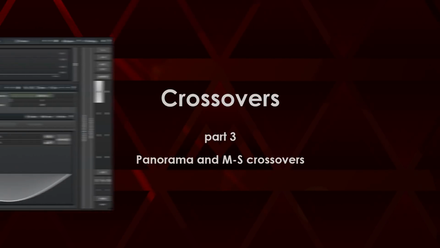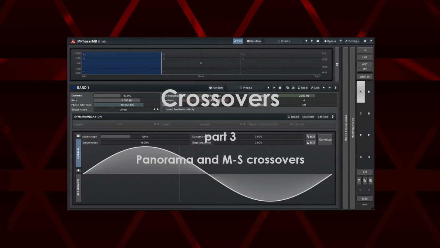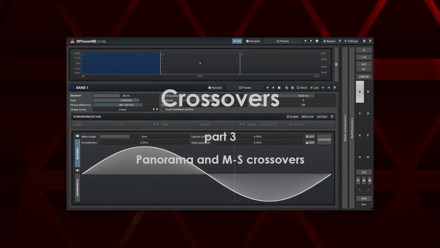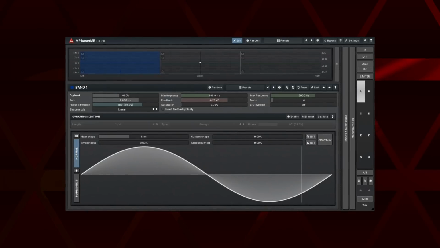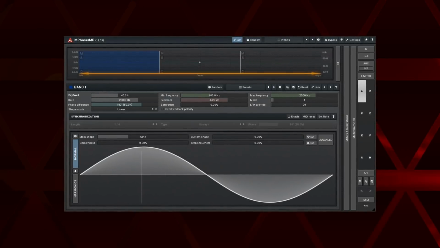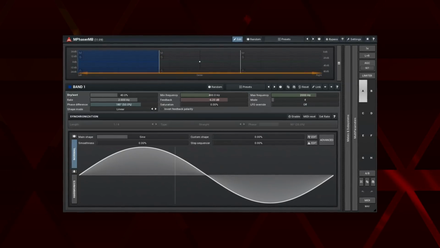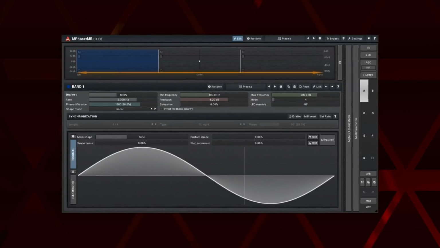Hi. The Panorama is one of the unusual crossovers found in multiband plugins from Melda Production. As you have already guessed by looking at the horizontal axis, it distributes signals into bands according to their panorama position in an input signal.